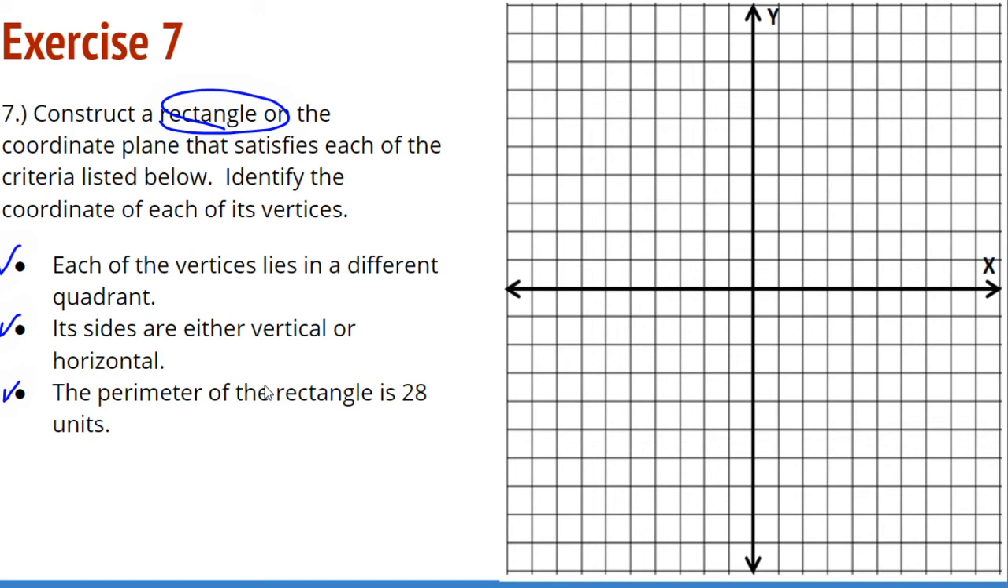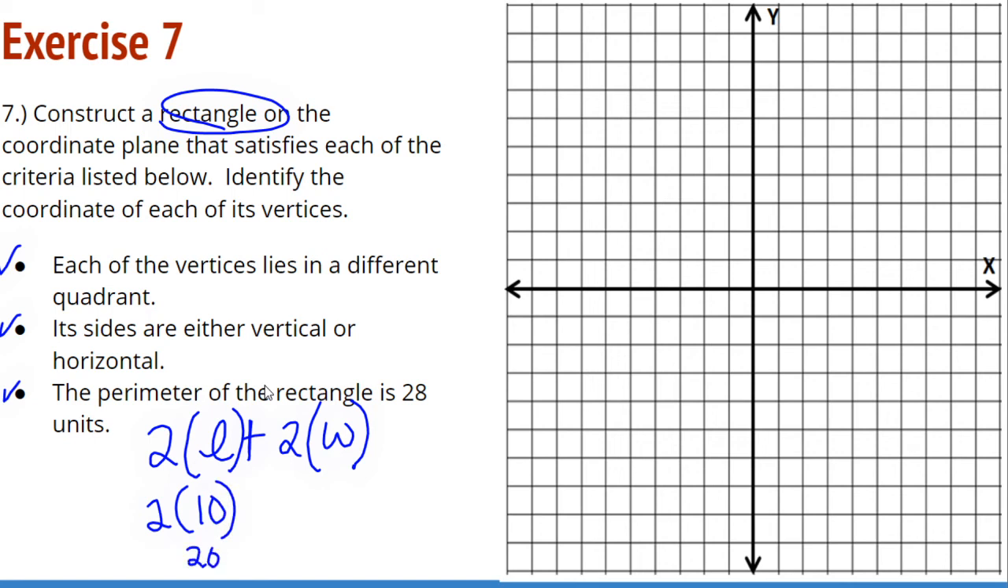Now, I was just showing you a few minutes ago that the perimeter is 2 times the length plus 2 times the width. I wonder if I could use that to help me with this problem. Pause and think about that for a second. Could that help us solve this problem? So I could pick a number for the length. How about 10? 2 times 10 is 20. And if I take 28 and subtract the 20, that means that my 2 times the width has to be 8. And half of 8 is 4.